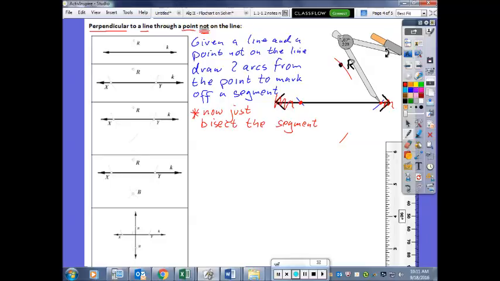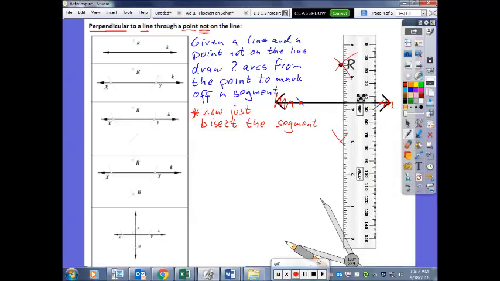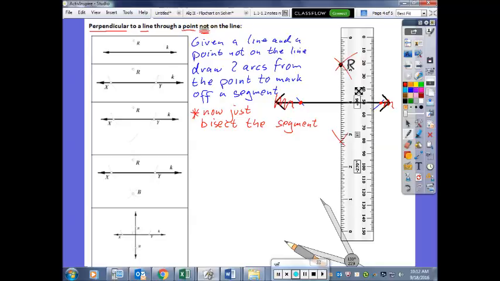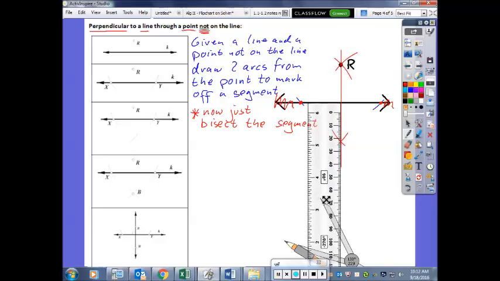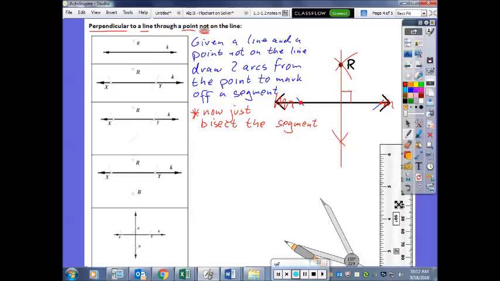And from our other endpoint, without changing the width of our compass, let's do our two arcs. And we have created our 2 points, which we can now connect with our straight edge. Nice straight line through those points. Using my straight edge, I see that we have right angles, and so we did it well.